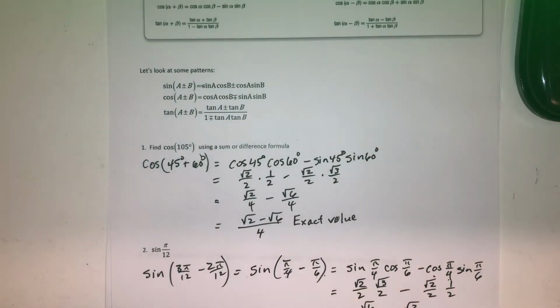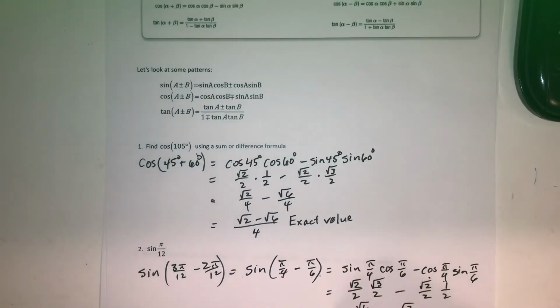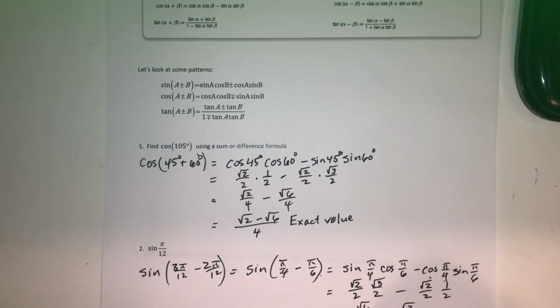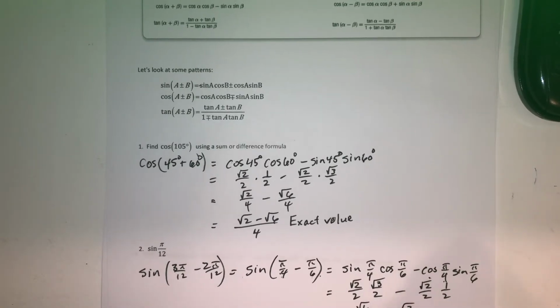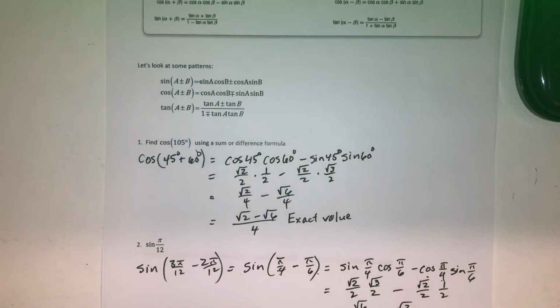All right, and now I can combine those into one fraction. The common denominator is 4. The numerator will be this numerator, the square root of 6, minus the other numerator, the square root of 2. And that is your exact answer, and you can approximate that if you want.